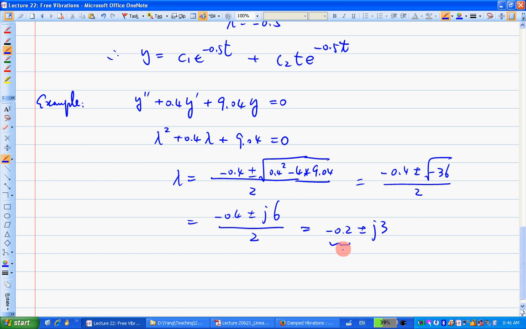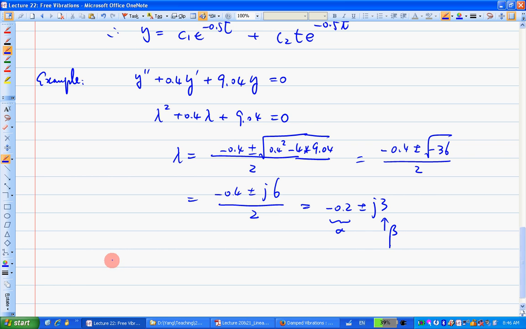So this is my alpha, and this is my beta. Then general solution y equal to e alpha t times A cosine beta t plus a constant B sine beta t. Okay, so that's the general solution.